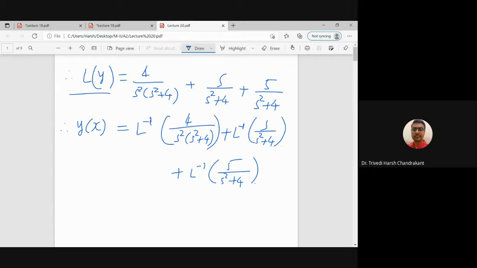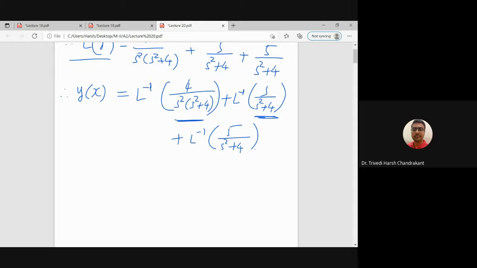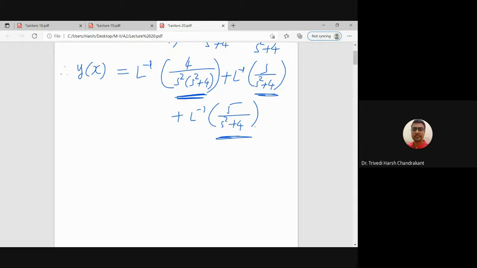Okay, so now what can we say about these terms? This one we know we can apply the cosine Laplace formula. Here we can apply the sine Laplace formula, but here we don't know what to apply. So what we can do is separate that term into two parts, right? We can use the partial fraction form, so that we can write it as 1 upon s² minus 1 upon s² plus 4, right? Whenever we take the LCM, we get the denominator s² times (s² plus 4), and the numerator is s² plus 4 minus s², that will be 4, right? And the other term as it is.